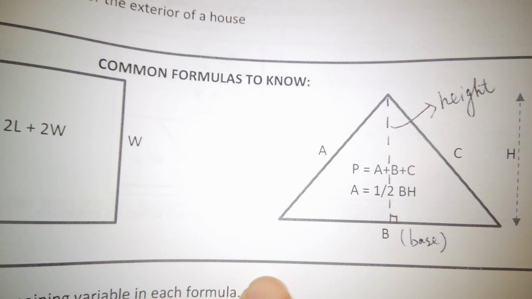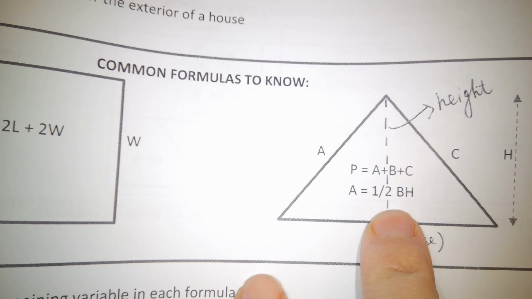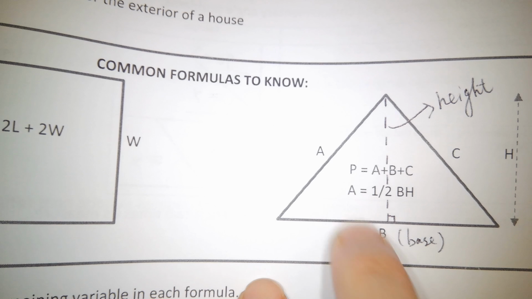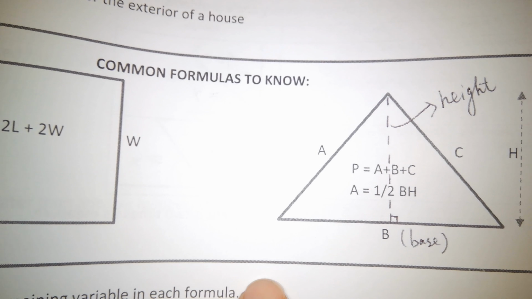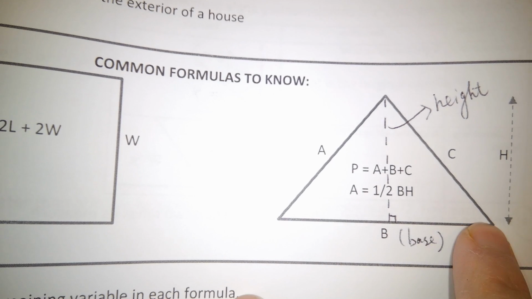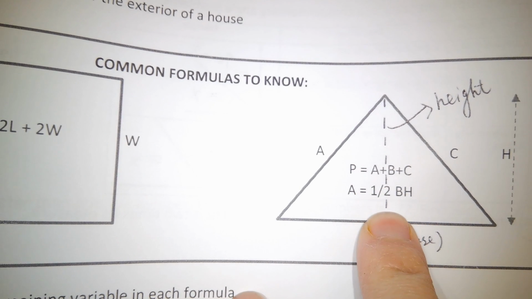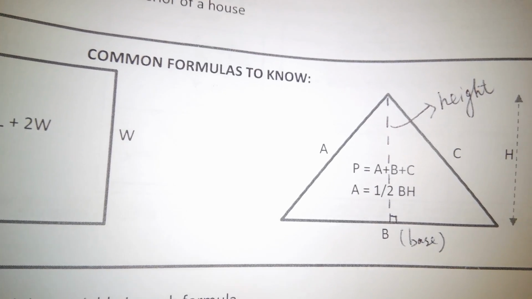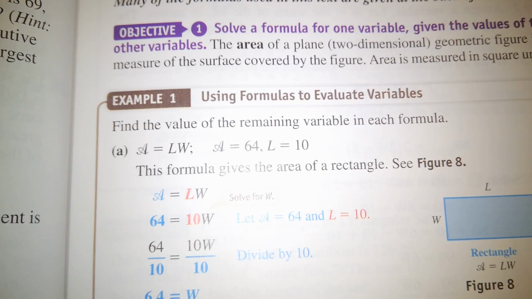Remember that? If you forget, fine, just refresh. Base times the height on it times 1/2 will be the area for this triangle. Base B times height, and then times 1/2. Alright, so these are for the rectangle and triangle.